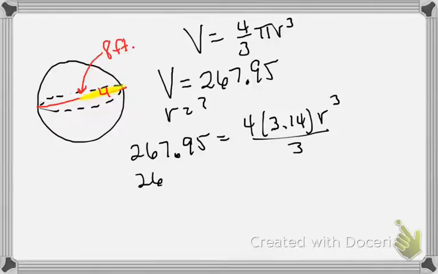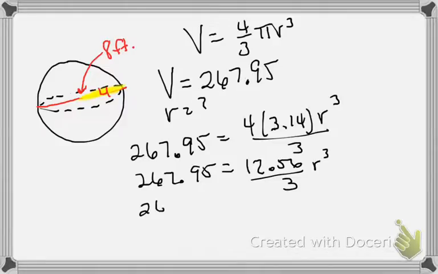So I'm going to say 267.95 equals, I'm going to take my calculator. I'm going to say 4 times 3.14 equals, okay, that's 12.56. And I'm going to divide that by 3 with an r cubed here. Alright, so divide that by 3. This is going to be fun. 267.95 equals, and then we're going to say 4.19. We'll just say 4.19 r cubed.